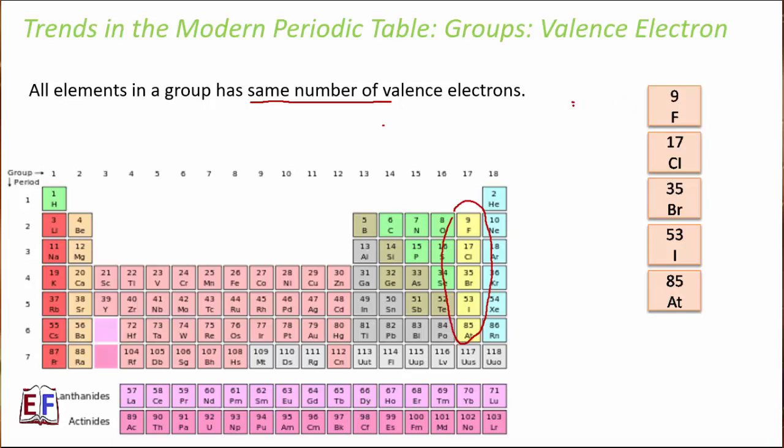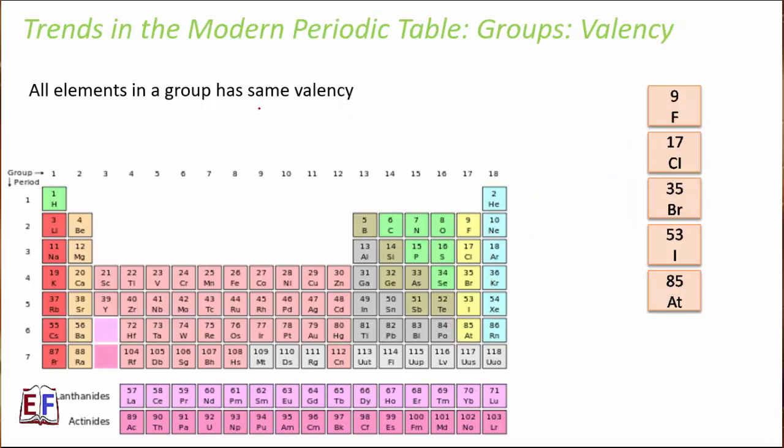So we see that this is how the configuration would be: 2, 7, 2, 8, 7, 2, 8, 8, 2, 8, 18, 7, and so on. So everywhere we see that the number of valence electrons is the same. Next is valency. Now since valence electrons are the same, therefore the valency is also the same.